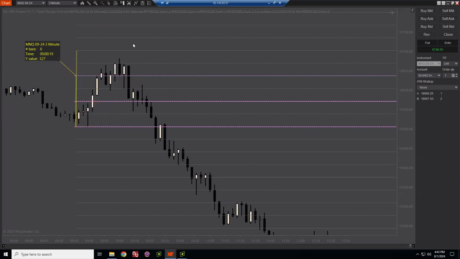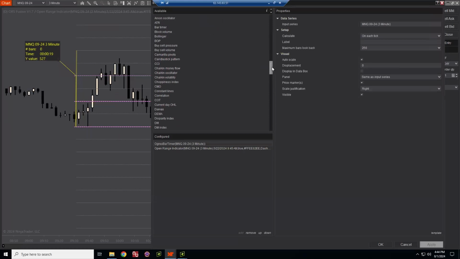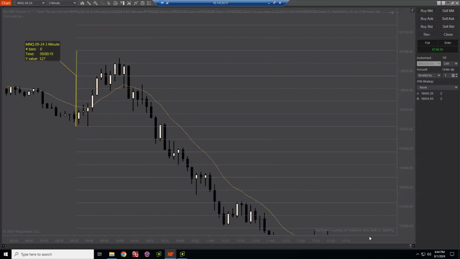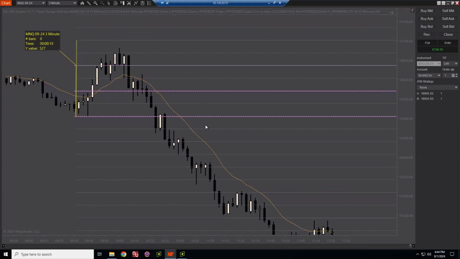Let's go ahead and add just one simple indicator right now, an EMA, the 20 EMA. How about we do something like shorts below, longs above. Then you can also add stuff in like stochastics or RSI or CCI or any kind of oscillator in here as well.